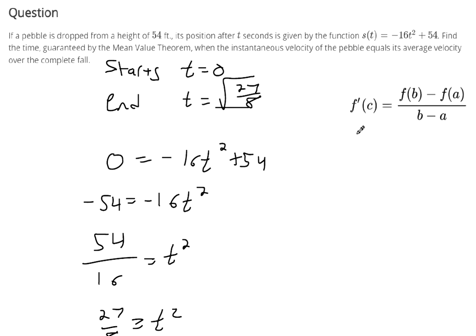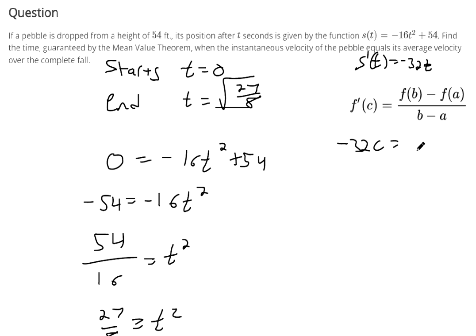Now we've got to plug the information into the mean value theorem. First, the derivative. The derivative of s of t is negative 32t. And if we plug c into it, like this notation says, that's negative 32c. Just keep in mind what c is: c represents the time when we've hit that average velocity over the interval. Now the y value for b: when t equals 0, what's the y value? It's 54 feet, right? That's the response variable. And when we hit the end of the interval, when t equals the square root of 27 over 8, we're at 0.